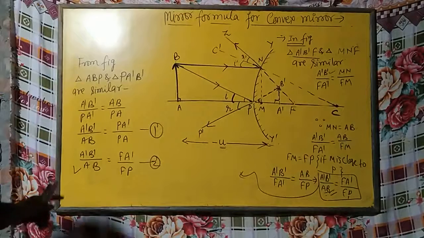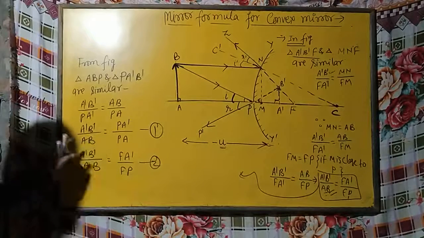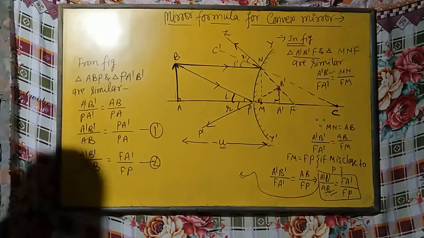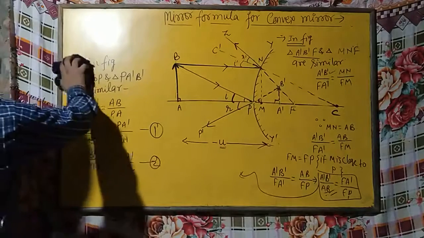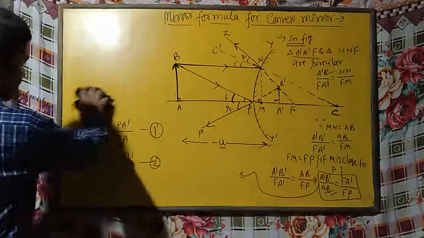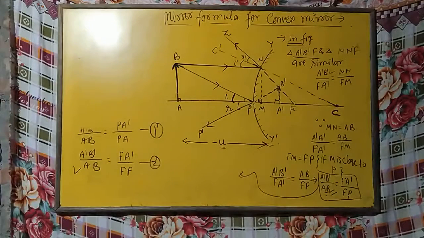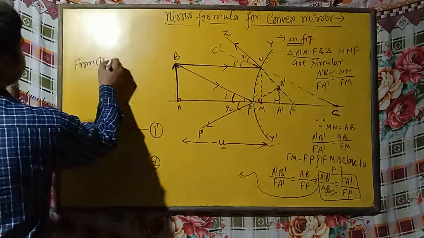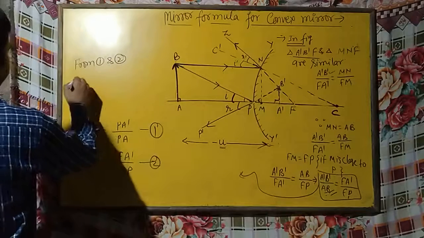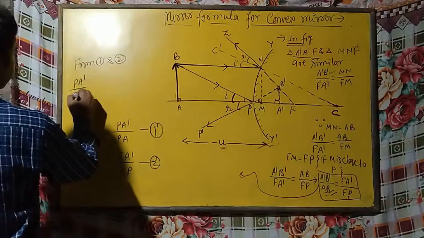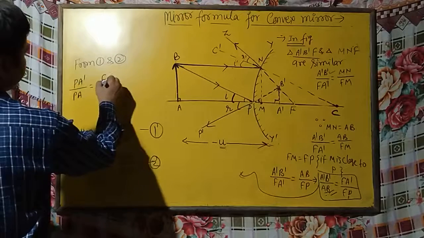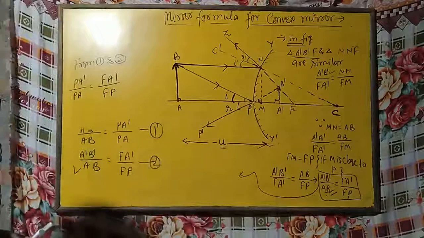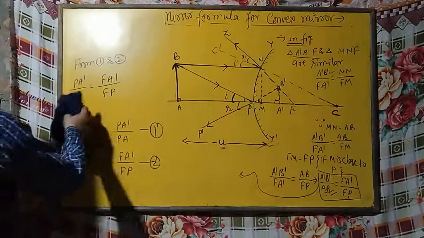So you can see here in equation number 1 and 2, the left hand side are equal, so the right hand side are also equal to each other. Okay, so I am going to erase these things and we will proceed. So from 1 and 2, we can write like this.